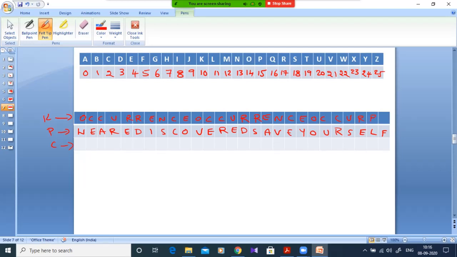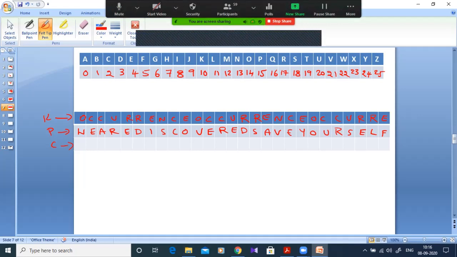So 10 indicates which number? It's a K. That means the ciphertext letter is K. For W, we are getting a K here. Is this clear? Please respond. Yes, sir. So similarly, we can perform the remaining.